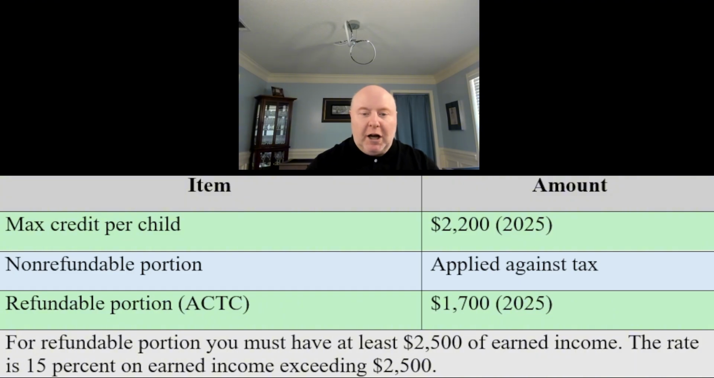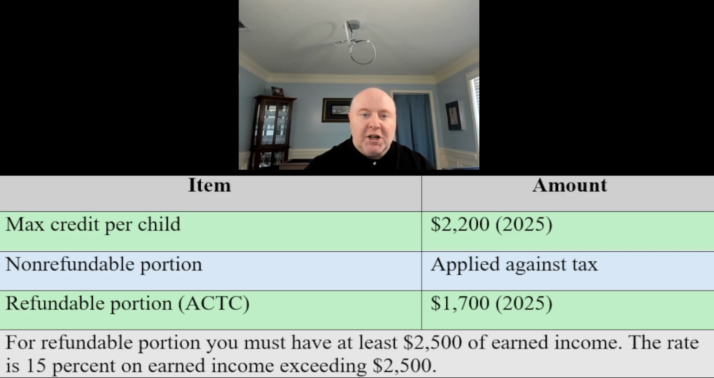The non-refundable portion brings us down to zero for our tax liability, so it can bring us all the way down to zero. Now, part of this tax credit is going to be refundable. $1,700 of this total credit is going to be refundable. So the maximum amount of our credit is $2,200. Of that $2,200, we're going to have $1,700 that can be refundable.